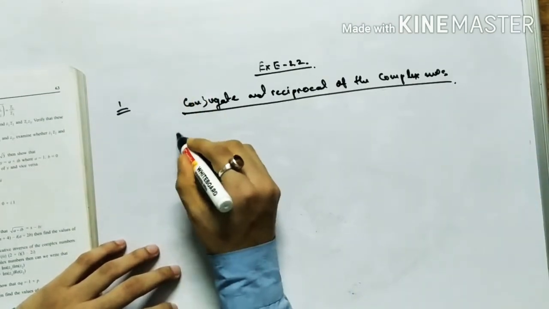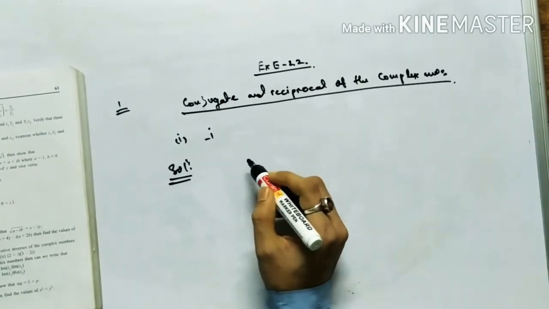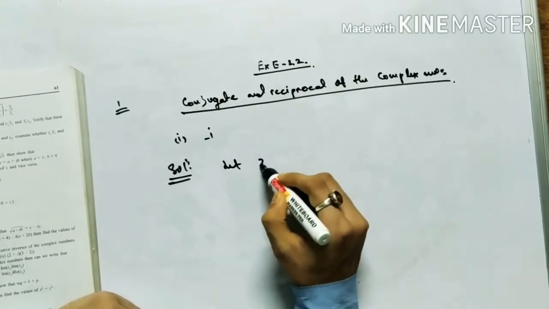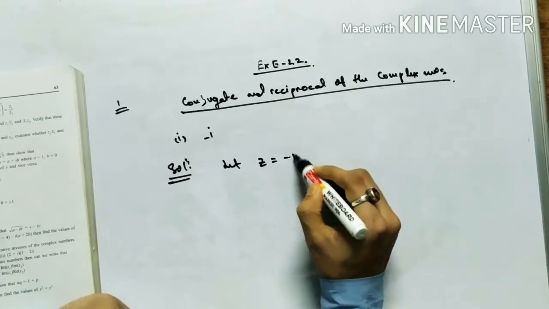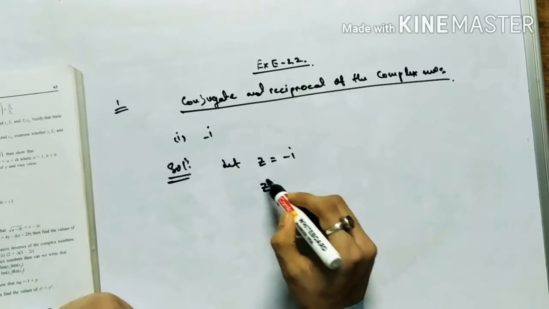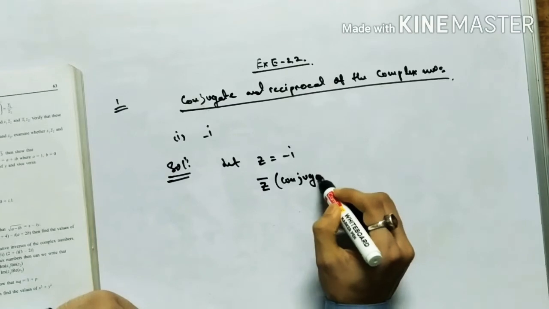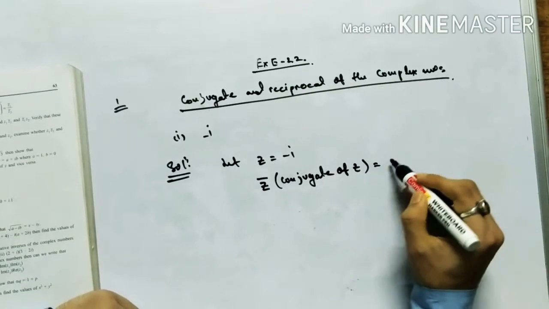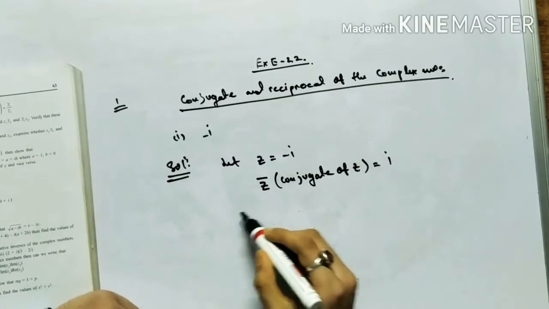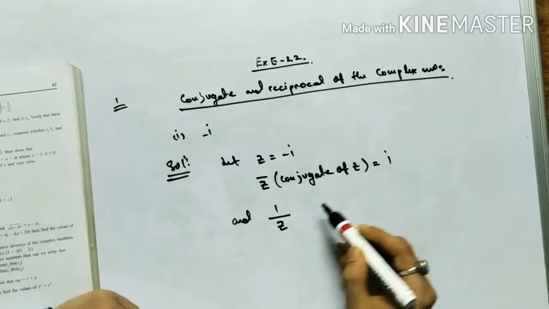So our first, number I, is minus I. Let z be equal to minus I. Then the conjugate of z, that is z bar, is equal to I. And 1 by z is the reciprocal of z.